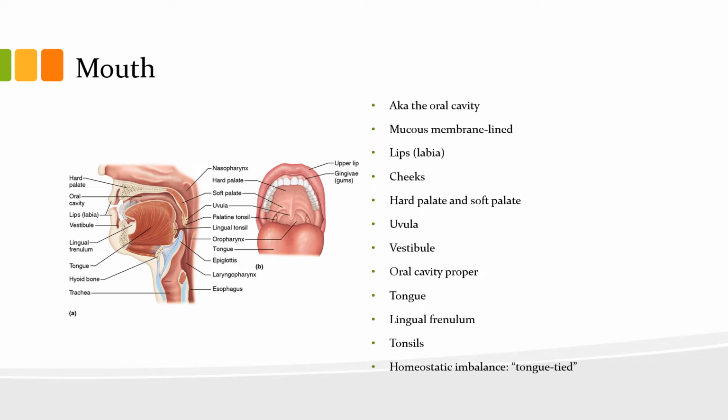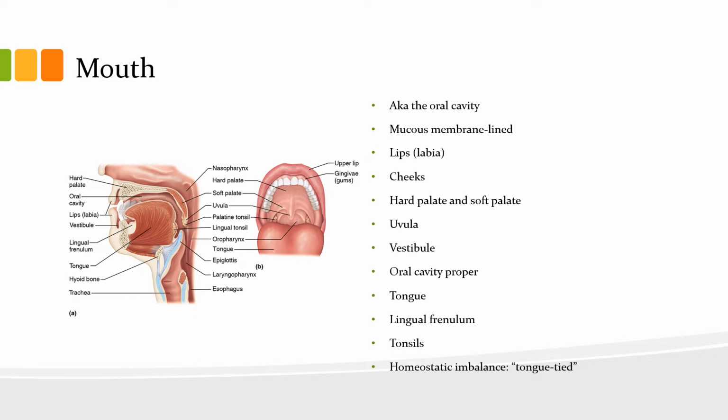So food enters the mouth. Food enters the digestive tract via the mouth or the oral cavity, which is a mucous membrane-lined cavity. You have your lips or the labia that protect the anterior opening, the cheeks that form your lateral walls, the hard palate and the soft palate, which is the anterior and posterior roof of your mouth, the uvula, which is a fleshy finger-like projection of the soft palate, which dangles from the posterior edge of the soft palate. The space between the lips and the cheeks externally and the teeth and gums internally is the vestibule.